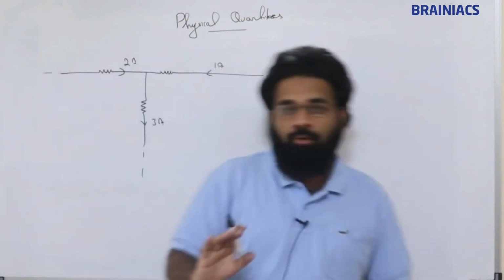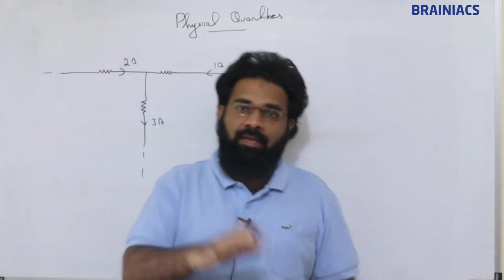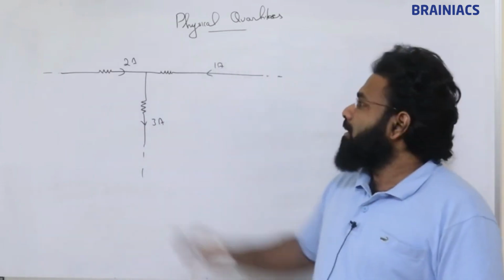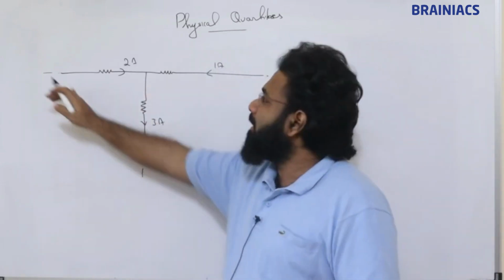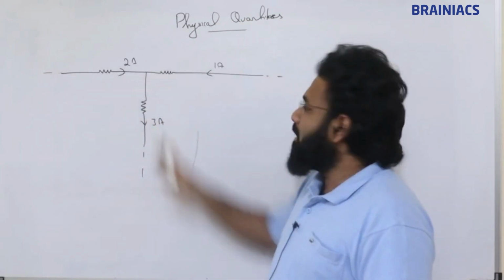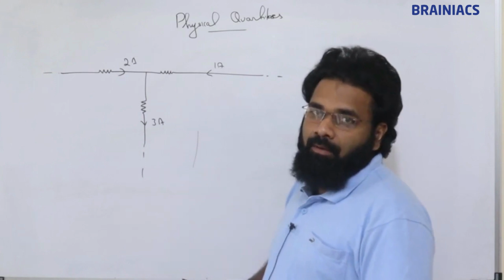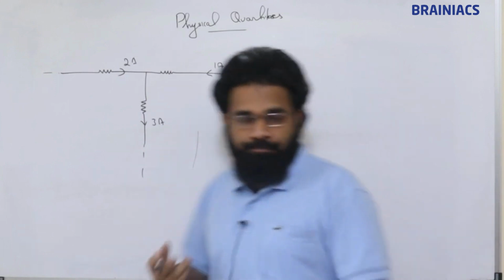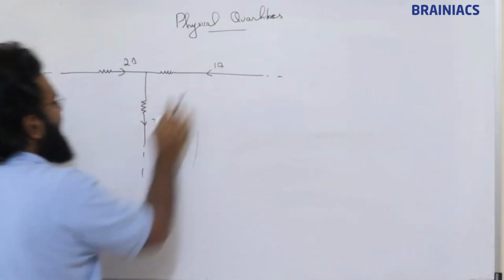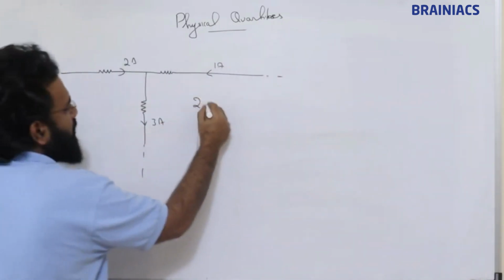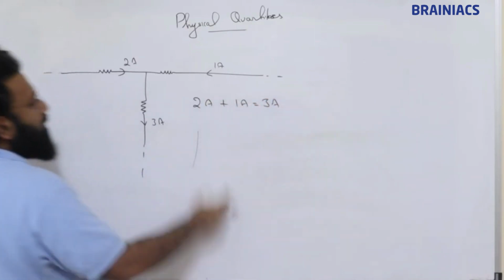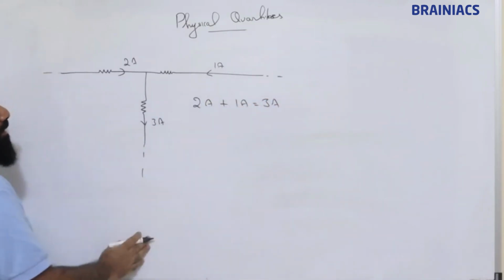So what about current? Current is a scalar or vector? What do you feel? It seems like current has direction. Current is moving in a particular direction and it is joining here. So current is a vector? Just see, 2 ampere plus 1 ampere is equal to 3 ampere. This is just primary school mathematics.